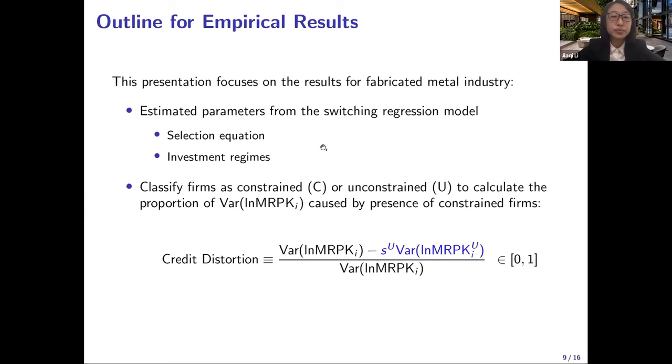And so after estimating this switching regression model, I used the results to classify firms into constrained and unconstrained types. And then I can calculate the proportion of the dispersion of MRPK that can be explained by the presence of constrained firms. This is basically summarized by these credit distortion measures. Once I know the fraction of unconstrained firms and the dispersion of MRPK within the unconstrained firms, then I can calculate this credit distortion measure.